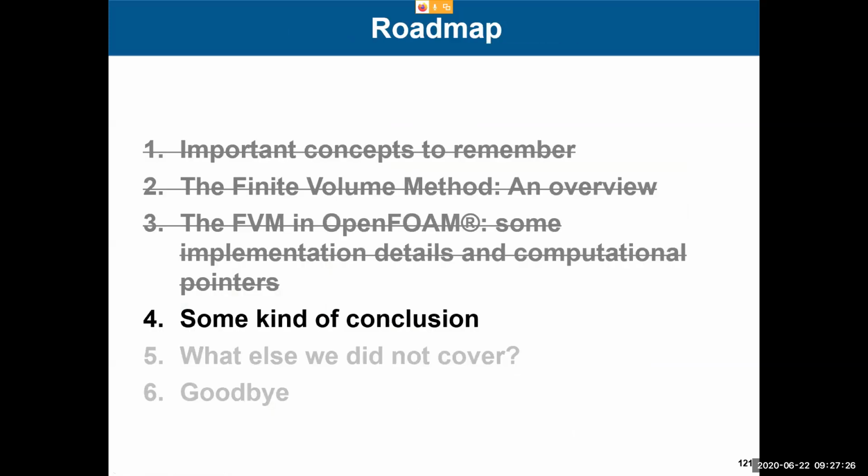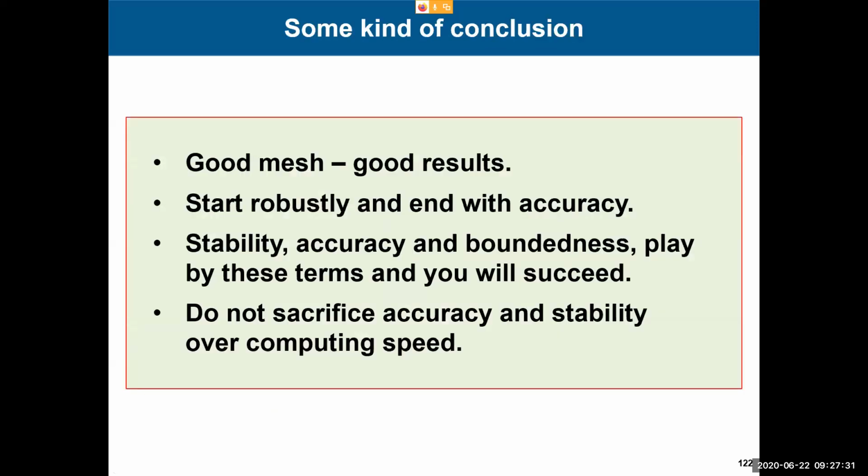So just to end, and to give you some kind of conclusion: good mesh, good results. That is the most important thing, get good meshes. Start robustly and end with accuracy, meaning that you can start your solution with upwind, and then after a while change to linear upwind or limited linear or whatever you want to use, second order accurate or higher. Perfectly valid. Stability, accuracy, and boundedness. We studied all those concepts. So if you play by these terms, you will succeed. You have that recipe, and that recipe will always give you a good solution.